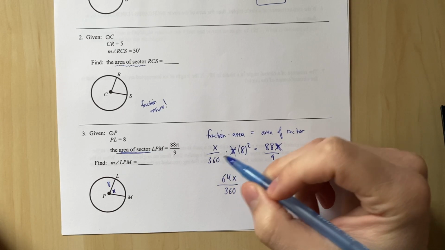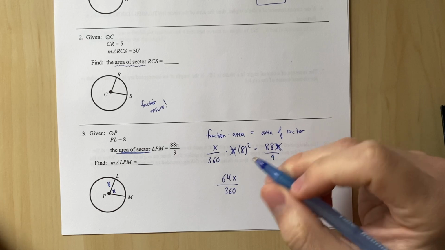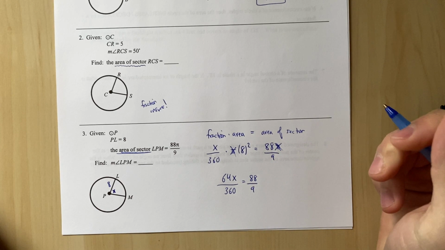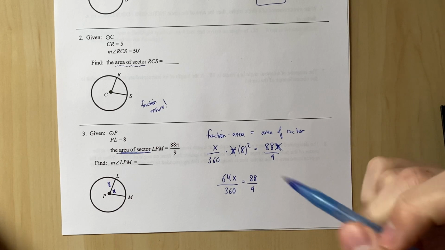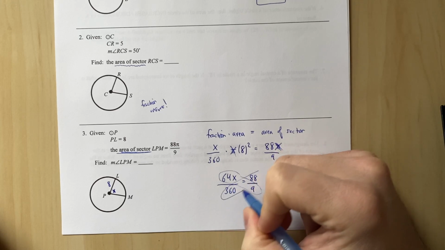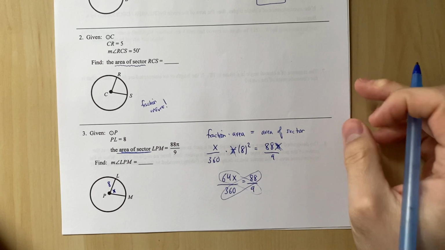Right? 360 has always been on the bottom. This is all on top. Equals 88 over 9. Okay? There's different ways to go at this problem. I set it up this way because I could do a nice and easy, cute and beautiful cross multiply.